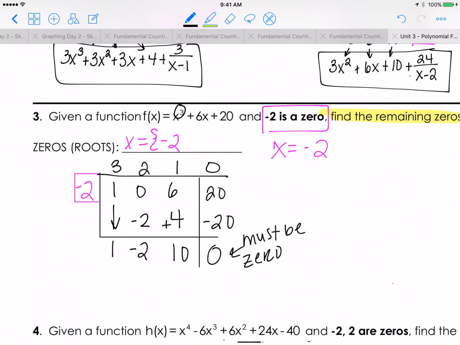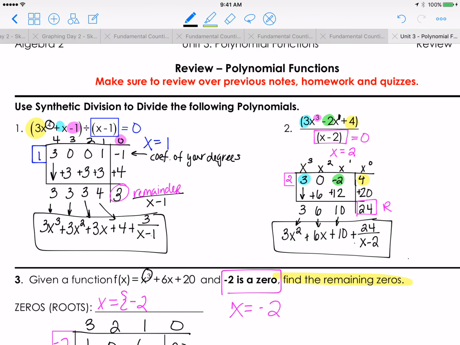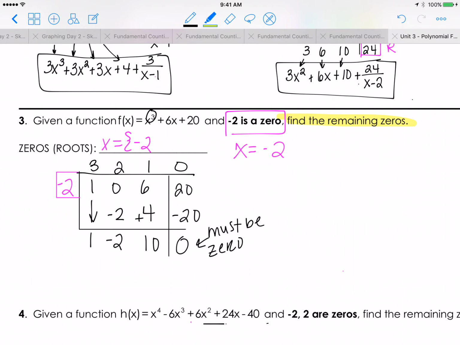Okay, so on your quiz, some of you made the mistake of keeping going if that wasn't a 0. The only time that you can keep going where you can have a remainder is on these top two where it just says divide. If it is asking you to use synthetic division to solve for roots, this must be a 0. If not, we've done something wrong. We have to go back and check our math. We have to make sure that we have placeholders where we're supposed to have placeholders, zeros where we're supposed to have zeros, okay?